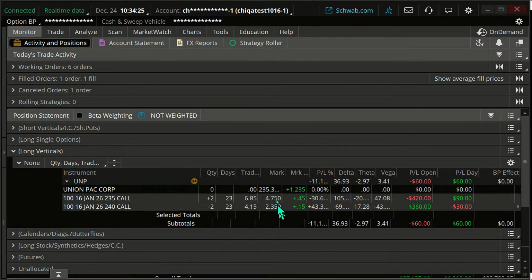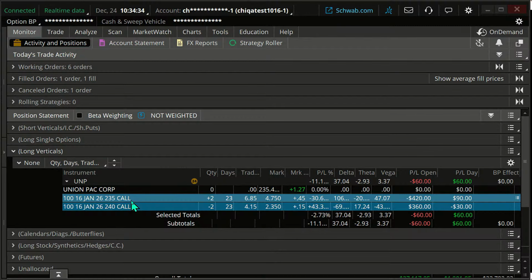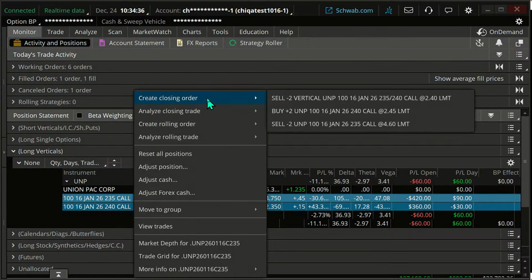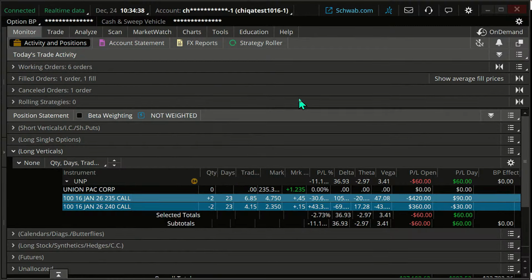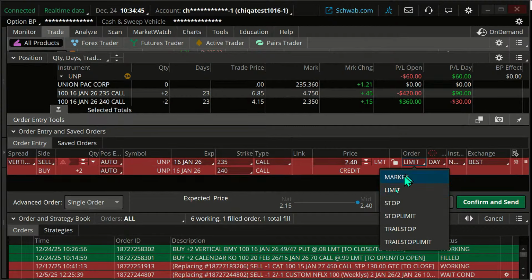You see how I did that? I just subtracted the price. It's at 240 right now. If I want to put a stop on this, I can just highlight these. I can right click on this, create a closing order to sell the vertical. And this is the current price, 240. Well, I'm going to make it a stop.